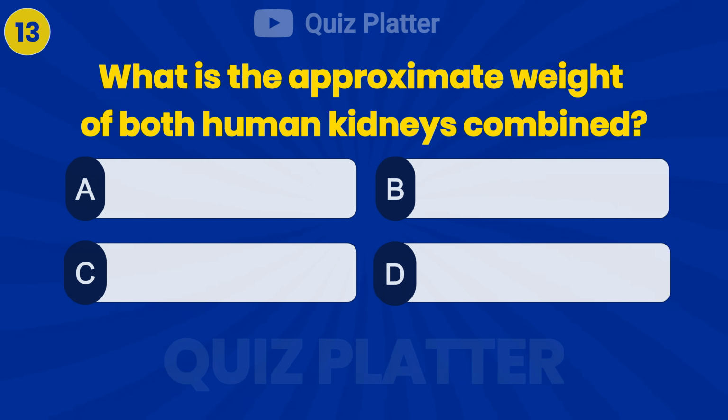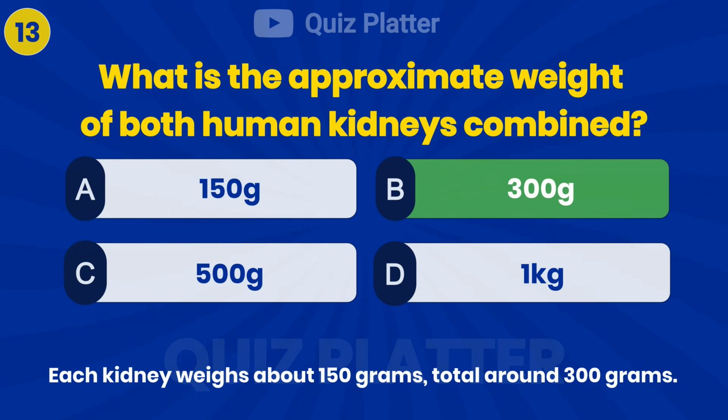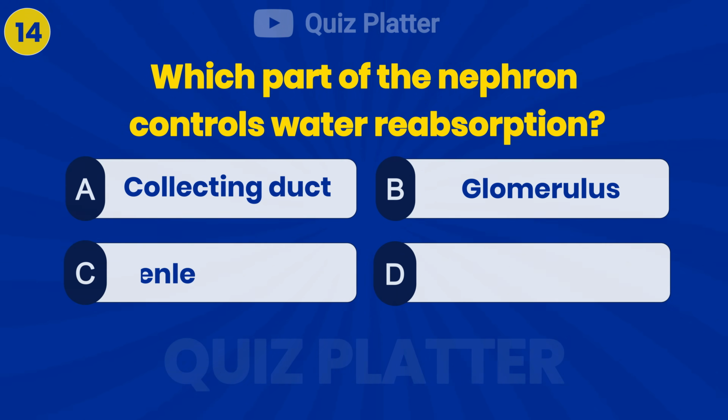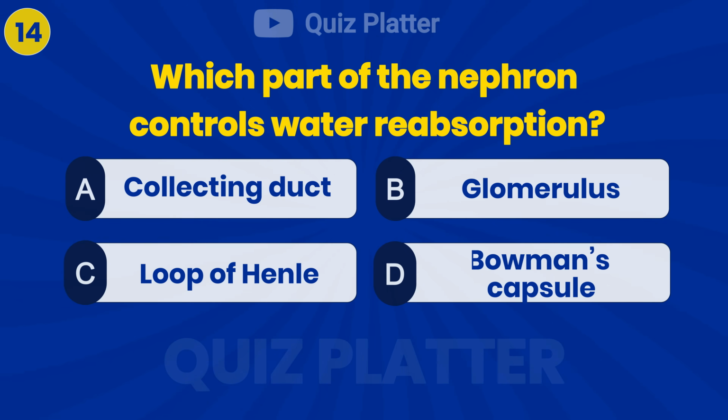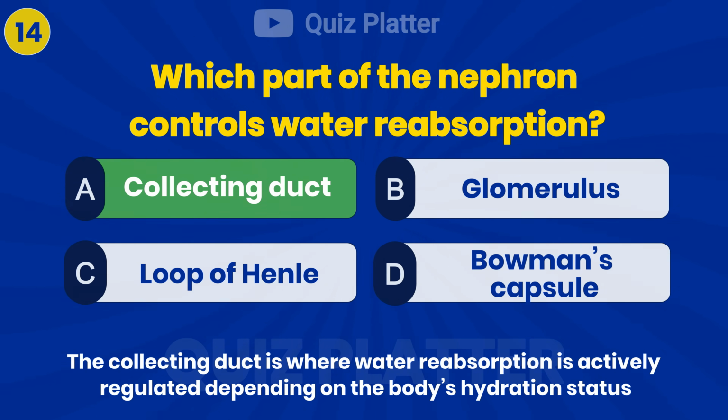What is the approximate weight of both human kidneys combined? Answer: B. 300 grams. Which part of the nephron controls water reabsorption? Answer: A. Collecting duct.